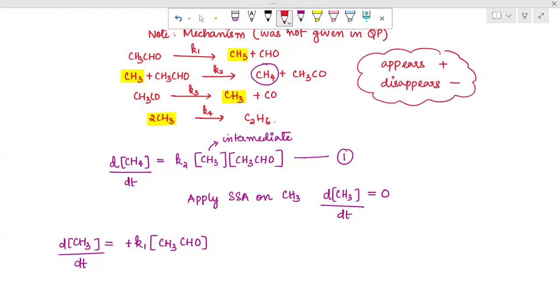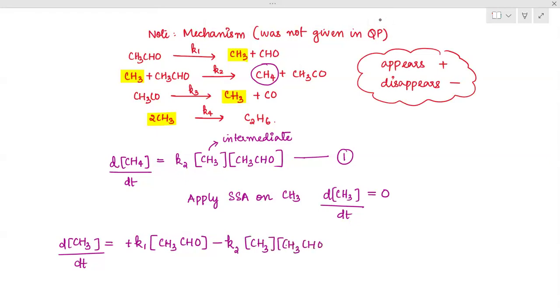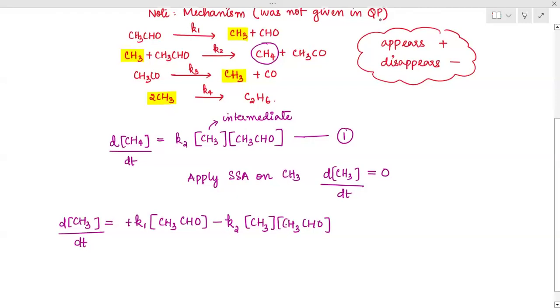Correct. So in the first step, CH3 is being formed, so you put plus. In the second step, it is disappearing, so you put minus K2, and the reactants are CH3 and acetaldehyde again. In the third step, it is forming, so plus K3 times CH3CO. And in the final step, you have to be careful of the coefficient. It is disappearing. Correct.